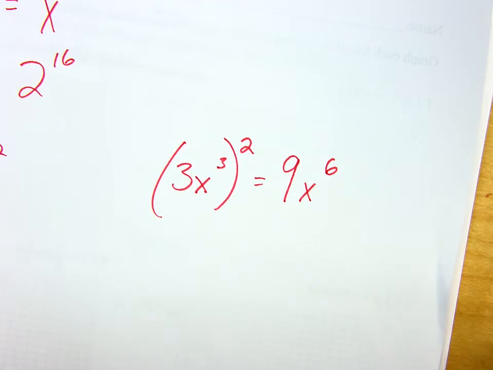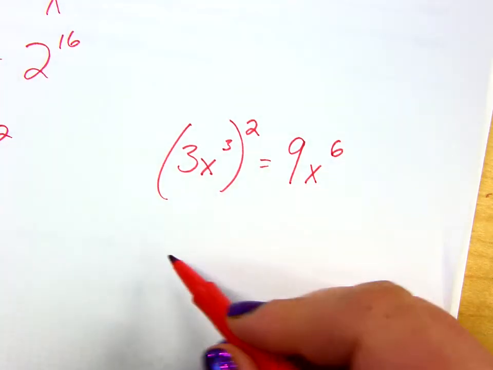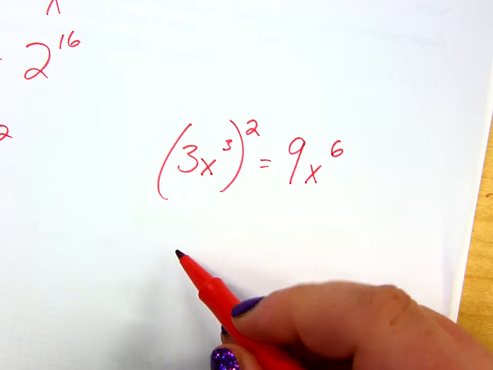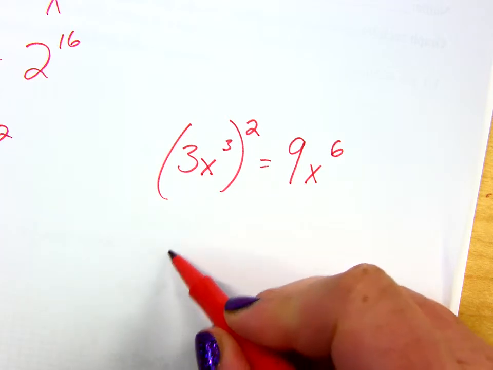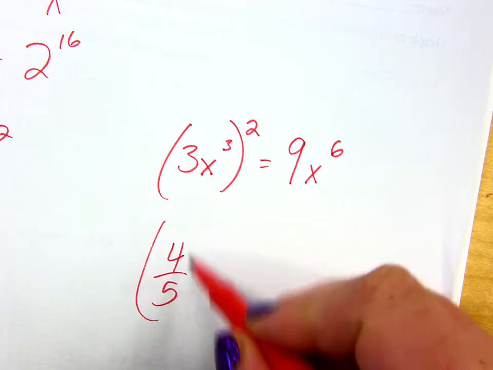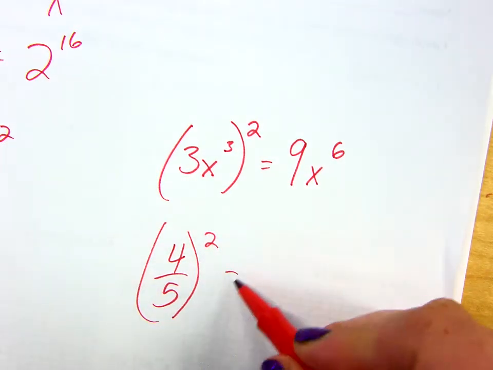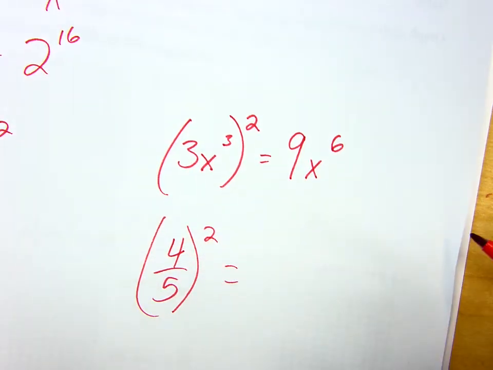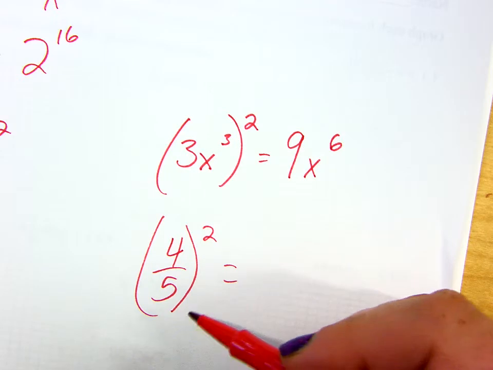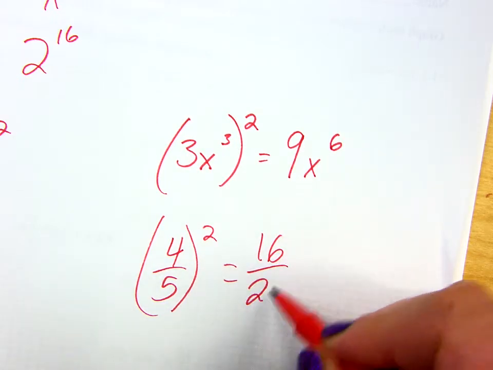And the only other thing that I want to make sure that we review real quick is raising a fraction to an exponent. So what if you had like 4/5 and I squared that? What's that become? You just square top and bottom, so that's just 16 over 25.